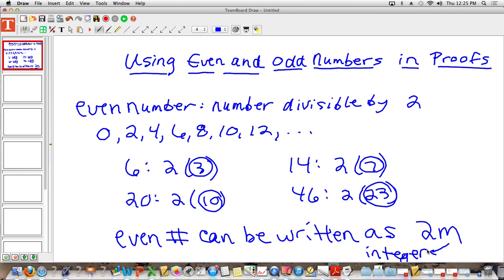Sorry, I wrote kind of low. I will try to avoid doing that. So m has to be some integer. Are you okay with that? That 2m is pretty important. You're going to be using that a lot in this next section of this unit. Can I flip pages? Yes.